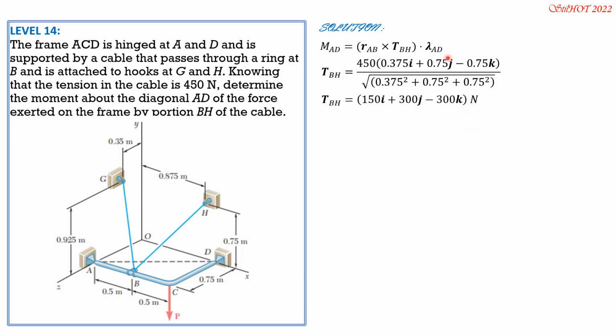Then lambda of AD is A to D, which is 1 I minus 0.75 K, divided by the square root of 1 squared plus 0.75 squared.